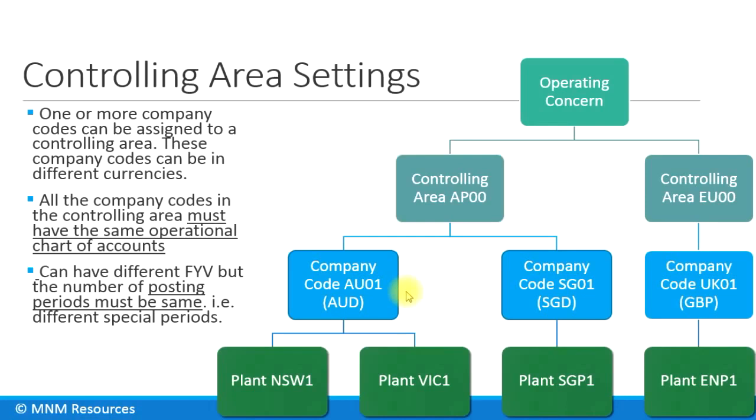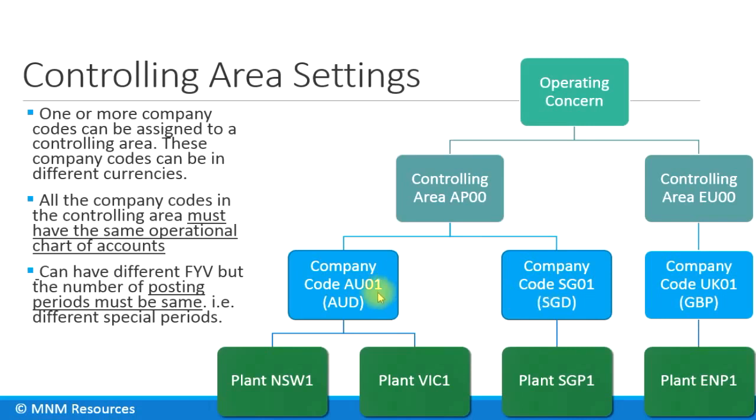Now, 2 company codes assigned to the same controlling area can have different fiscal year variants depending on their country's financial year reporting periods. They can have different fiscal year variants, but the number of posting periods must be the same. For example, if this company code has 12 posting periods, usually for 12 months, then this company code also must have 12 posting periods. They can have different special periods. For example, this company code can have a fiscal year variant of 12 posting periods and 1 special period, and this one can have 12 posting periods and 4 special periods. Special periods can differ, but the number of posting periods has to be the same.